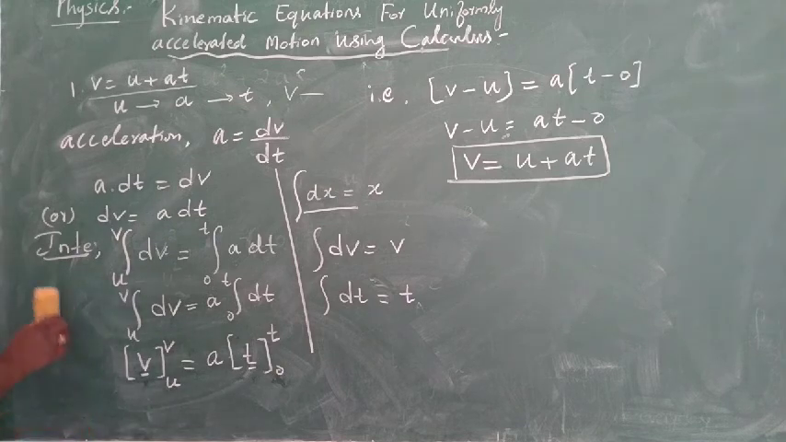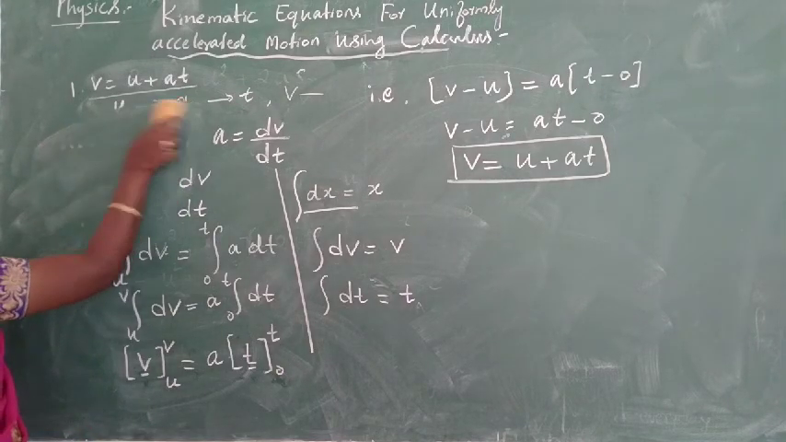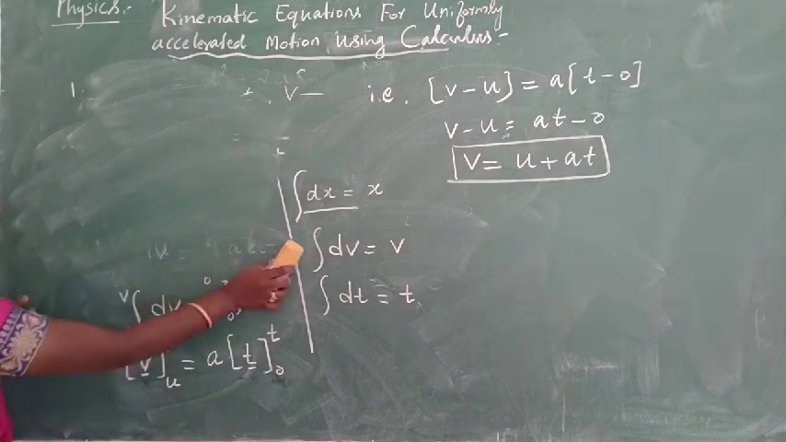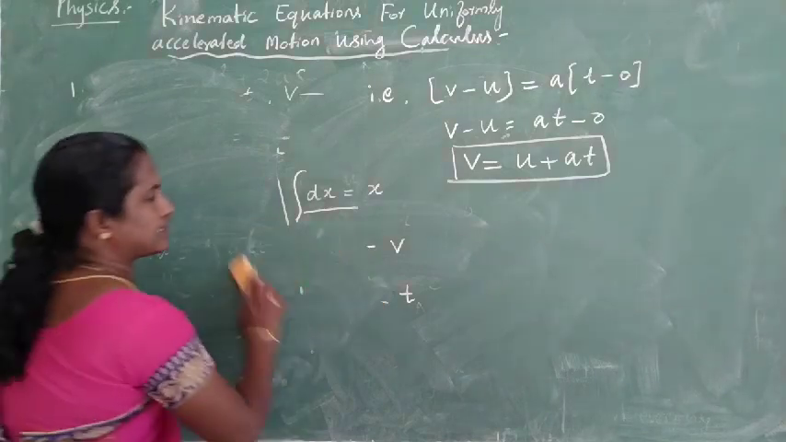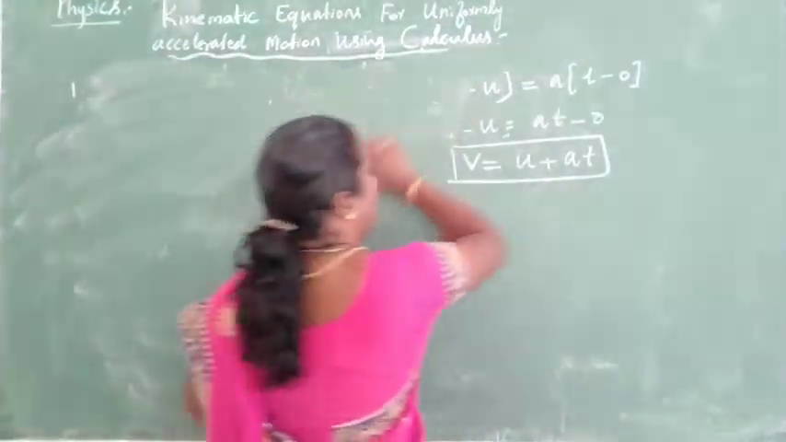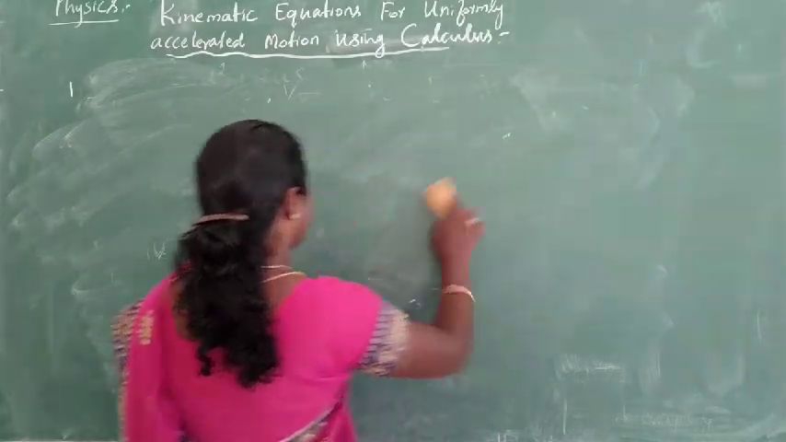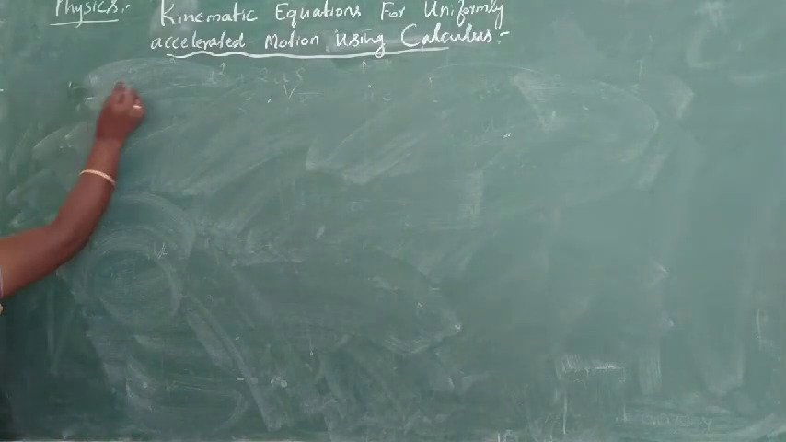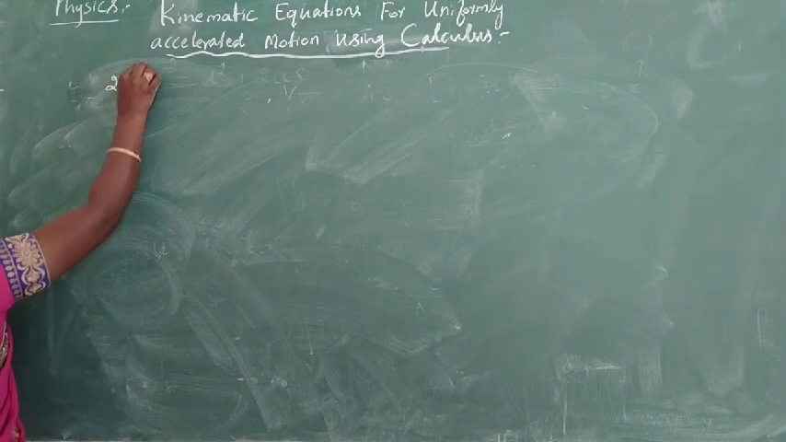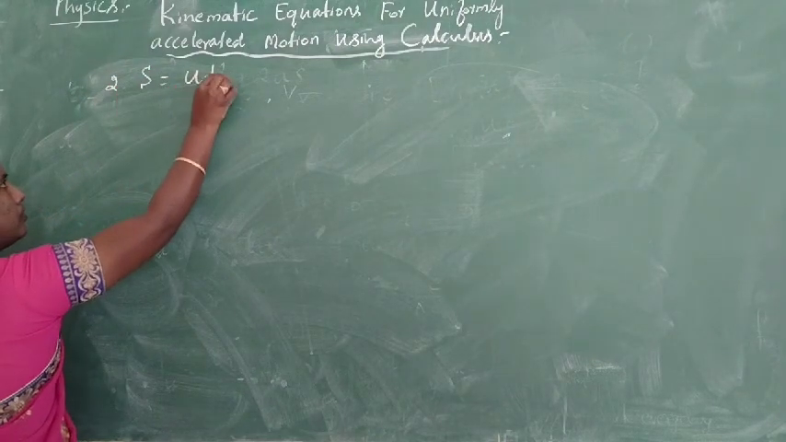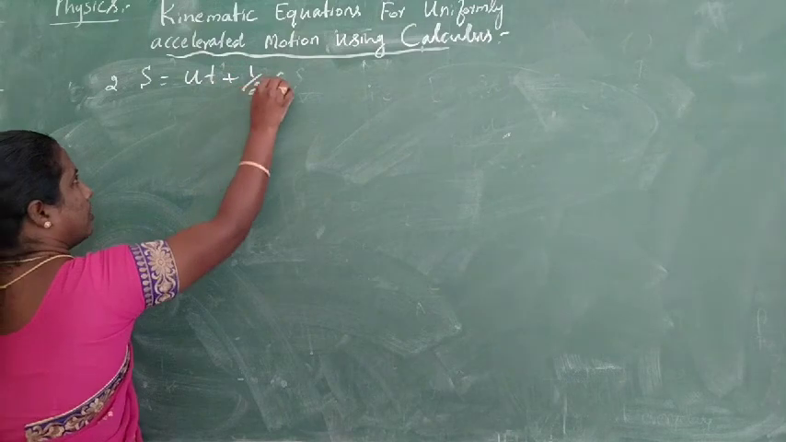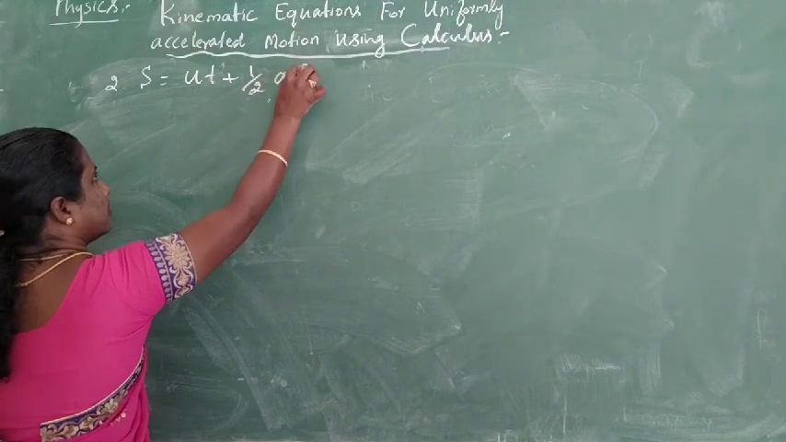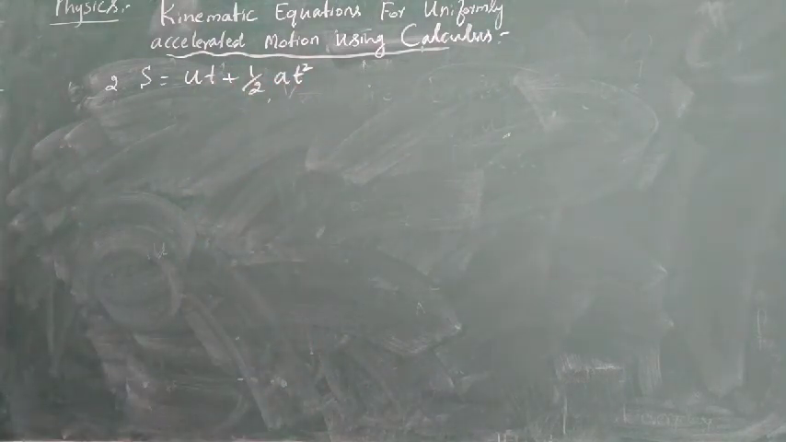Okay children, we'll move to the second one. We'll derive the second derivation, that is s is equal to ut plus half at square. How do we derive s is equal to ut plus half at square?